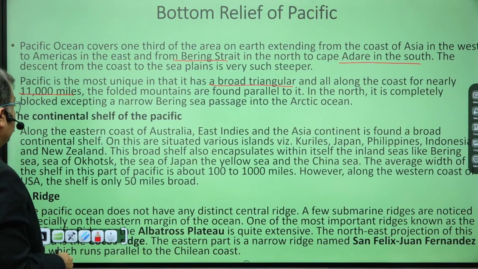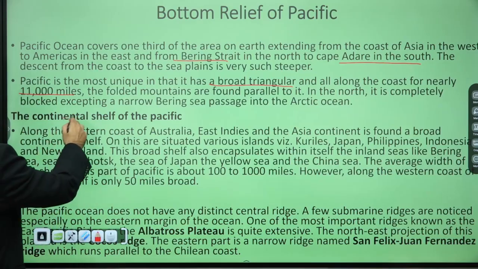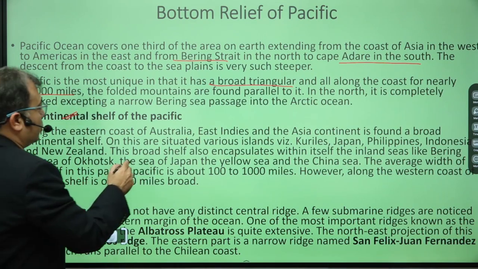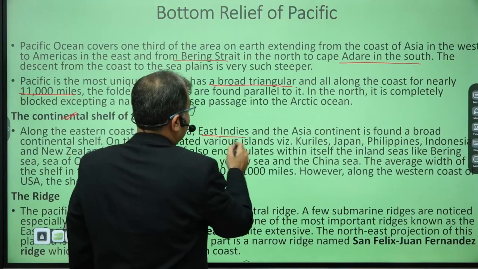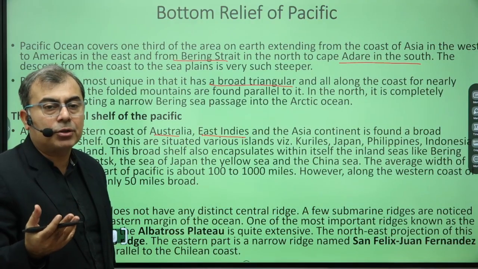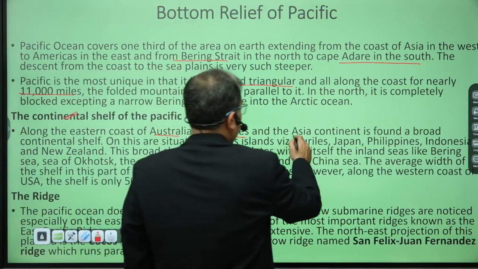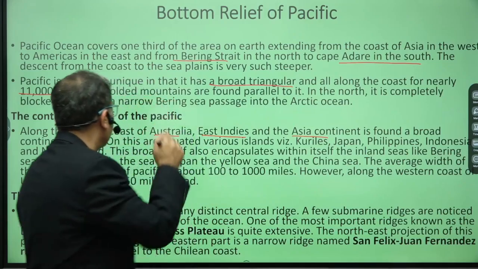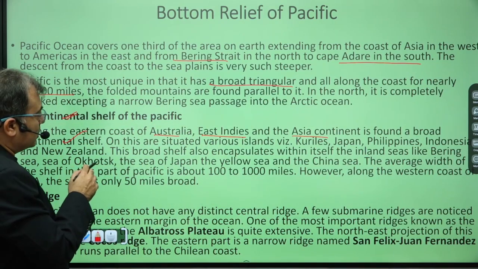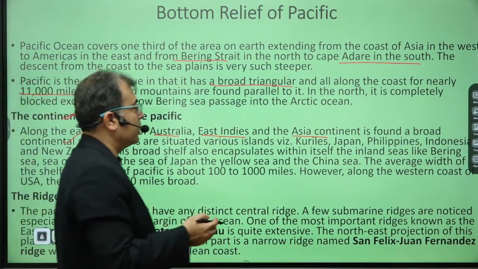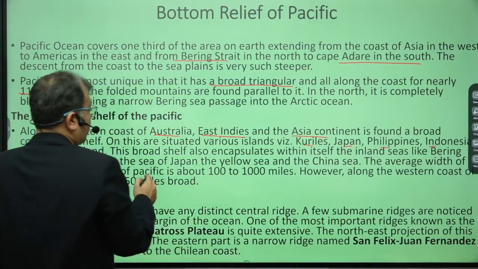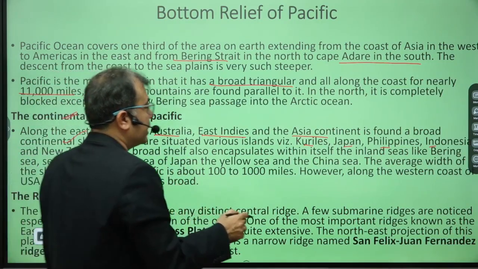and continental shelf. Okay, the shelf, when we were talking about shelf, where is it? Shelf is wider along the eastern coast of Australia, East Indies, which is your the archipelago of Indonesia and Philippines, and Asia continent. There we have the broad ones. I hope you remember I had shown you in the diagram that was there. On this are situated various islands, Kuril, Japan, Philippines, Indonesia. Yesterday I showed you. This broad shelf also encapsulates inland seas.